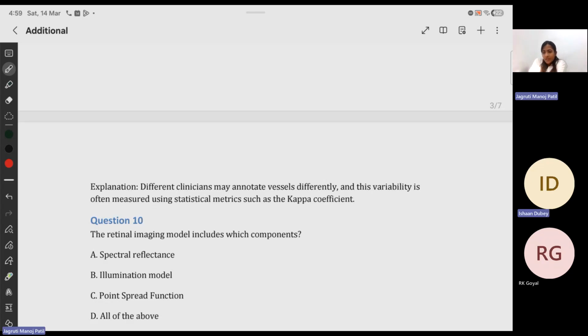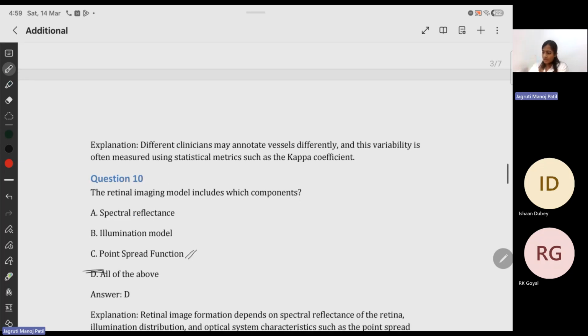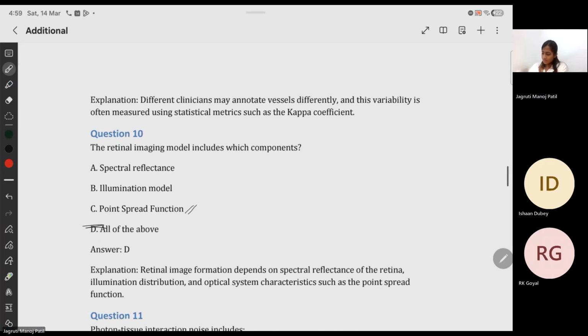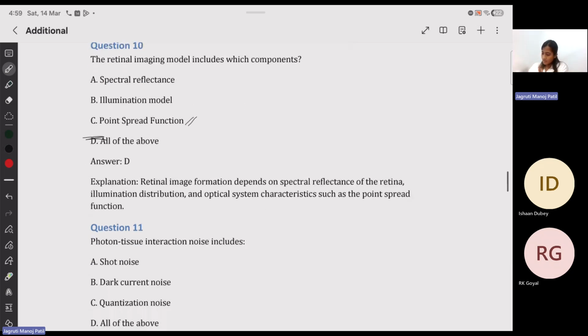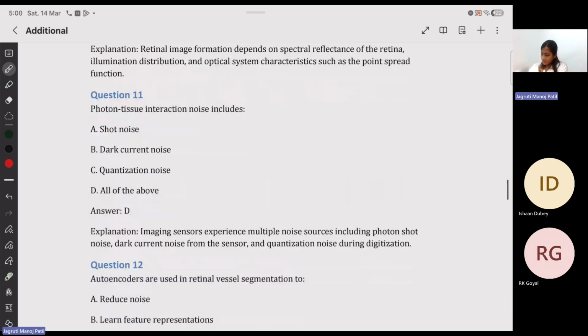So for retina, it is reflection based. You have a reflection based model that will illuminate at a point, and this point switch function will help you focus at which depth you're trying to take an image from. Okay, photon tissue interaction, this is fine, it's not related.